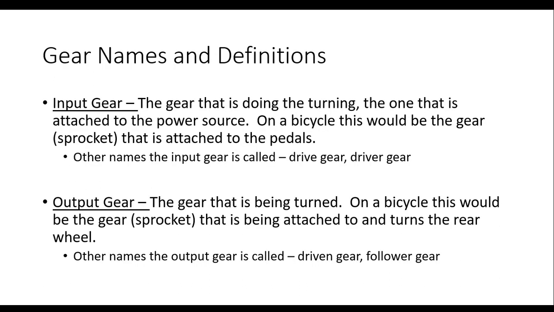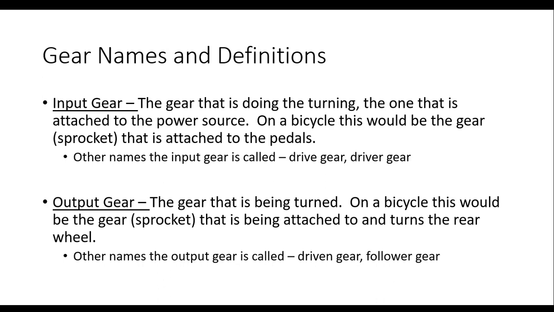Other things we have to keep in mind, which we talked a little bit about in class, were the types of gears we use or how we refer to the gears. The input gear is the gear that's going to be attached to the motor or the engine of the object. It's the part that's attached to the power source, what's turning. If we're on a bicycle, we're the power source. The input gear is the one that's attached to the pedals.